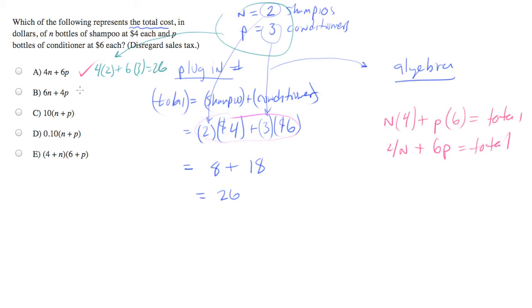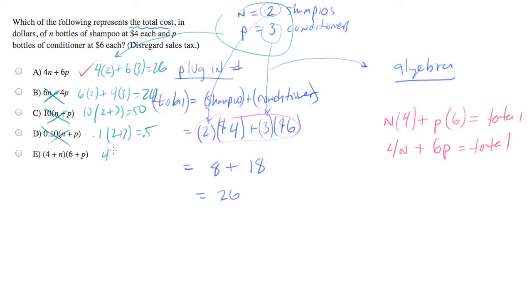We could check the others. So we get 6 times 2 plus 4 times 3. That is 12 plus 12, which is 24. So that's out. We could do 10 times 2 plus 3 is 50. That's out. 0.1 times 2 plus 3 is 5. That's out. Nope, that's 0.5. Still out.